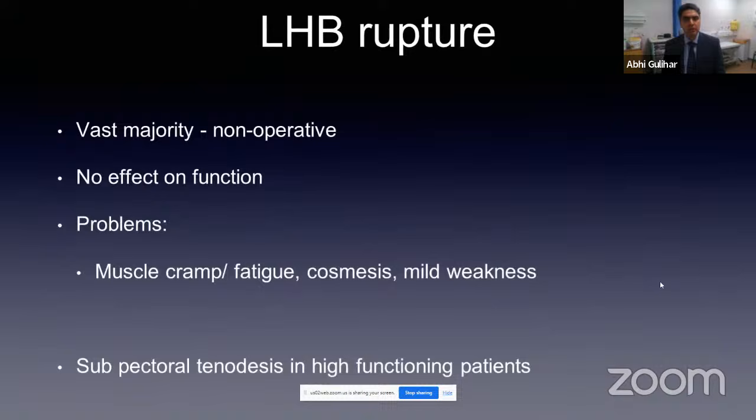Now, what happens in the biceps rupture? The vast majority are treated non-operatively. Now, this is when the long head of biceps is already ruptured. It doesn't cause any effect on their function, but as we discussed, sometimes cramp, fatigue, cosmetic issues, and mild weakness. So in these patients, especially if they're very fit and active and they really want you to operate, then you can consider subpectoral tenodesis.